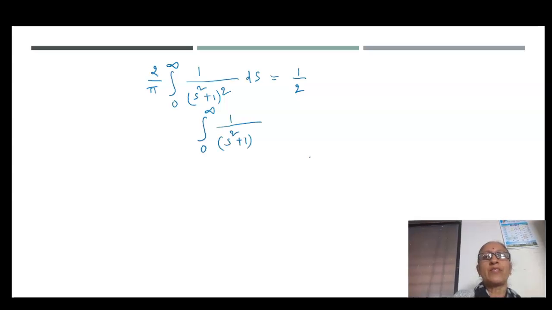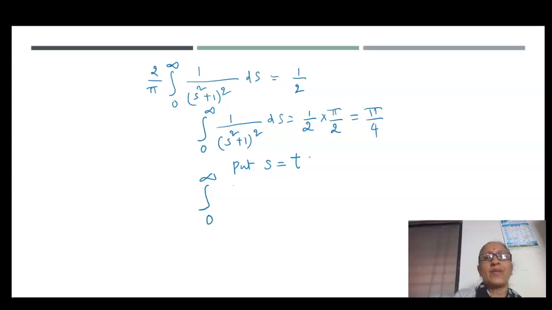That means on the left hand side we have 2 by pi integral 0 to infinity (1 by s square plus 1) whole square ds, and on the right hand side we have obtained 1 by 2. Now let us transfer 2 by pi to the right hand side. Then we get integral 0 to infinity (1 by s square plus 1) whole square ds equal to 1 by 2 into pi by 2, which is equal to pi by 4. Now put s equal to t, changing the variable s to t. So integral 0 to infinity dt by (t square plus 1) whole square equals pi by 4. This is the solution of this question. Let us see some more questions on Parseval's identity in our next session. Thank you.